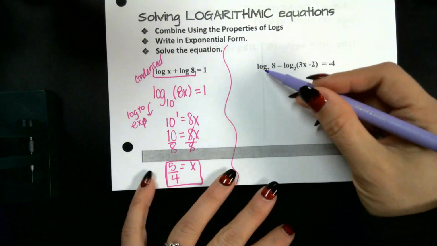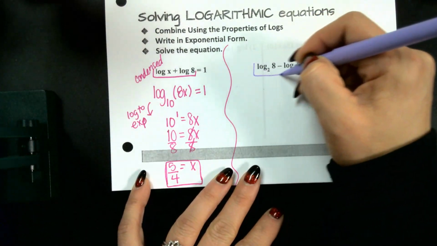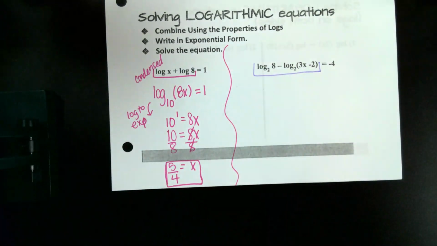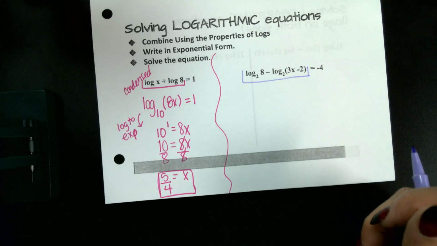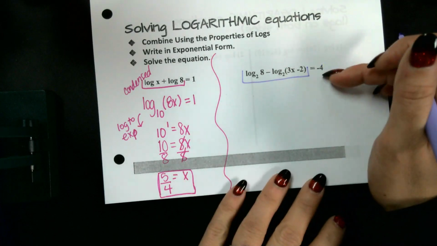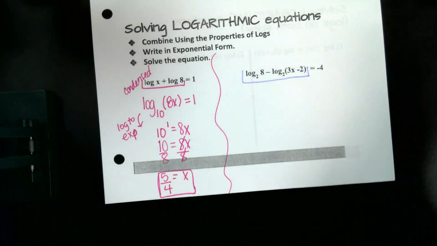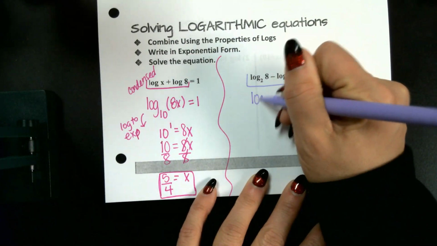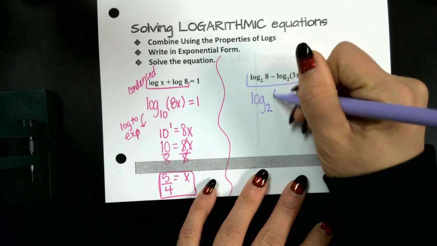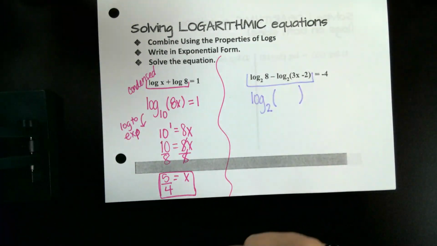All right, then this one. Here we have two logs. They have the same base, which means we can combine them. We can condense them to one log, and then it's set equal to just a number. So we're going to do the same process we've been doing. First condense. So we have log base 2 of, now let's talk about what this is going to turn into.